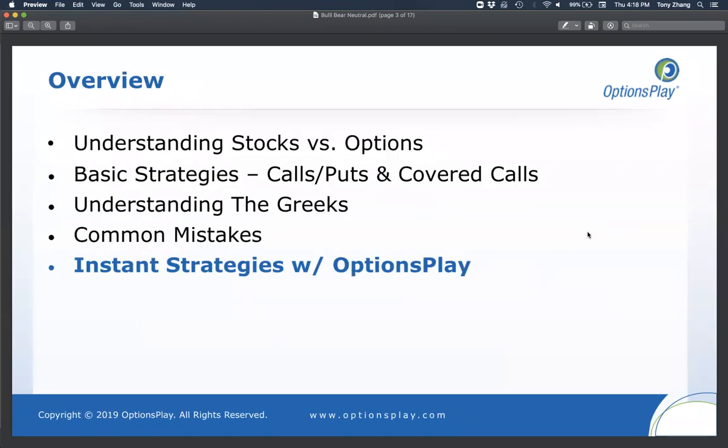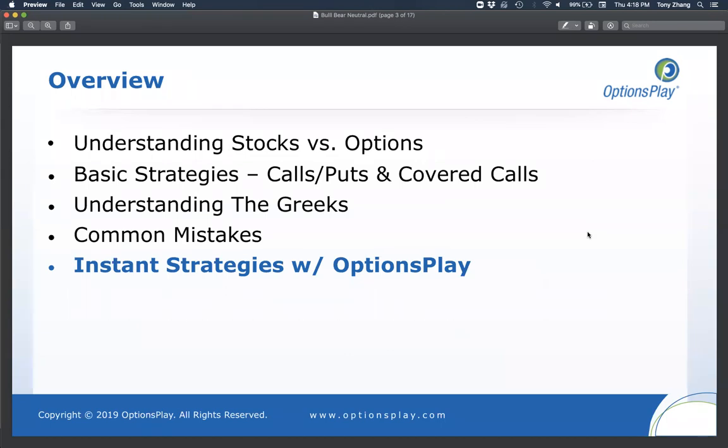So let's take a look at what we're going to go over here today. First, I want to talk about understanding stocks versus options, because there are huge differences between trading stocks and options. It's really just important to understand what those differences are, because that will help set up everything that we're going to talk about here today.